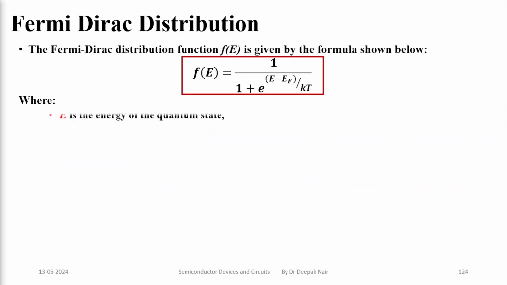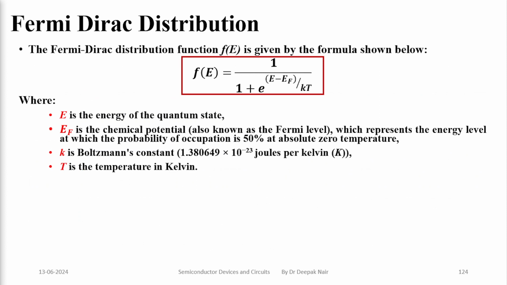Now, first of all, let us go through the basic equation of Fermi Dirac distribution. Fermi Dirac distribution's equation is given here. It is equal to 1 upon 1 plus e to the power (E minus EF) upon kT. I have discussed this function kT in the previous lecture. If you have any doubt related to these topics, then please visit the previous lectures to clear the doubts.